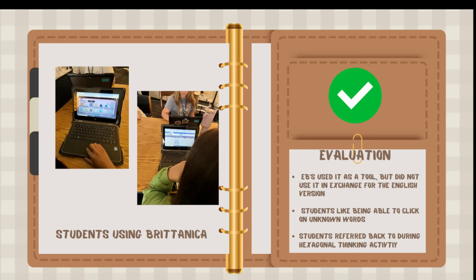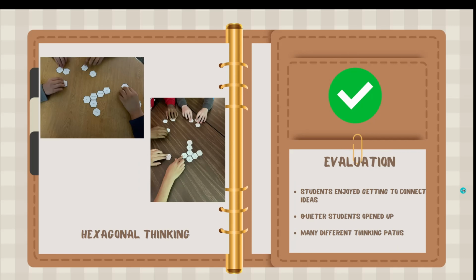Next, it really helped that students could click on unknown words, so that way they could focus on the passage, and then if they didn't know a word, they could click on it. It would bring them to what it really was, give them a picture, lead them back. Lastly, this website really helped students. Many of them actually referred back to it during hexagonal thinking.